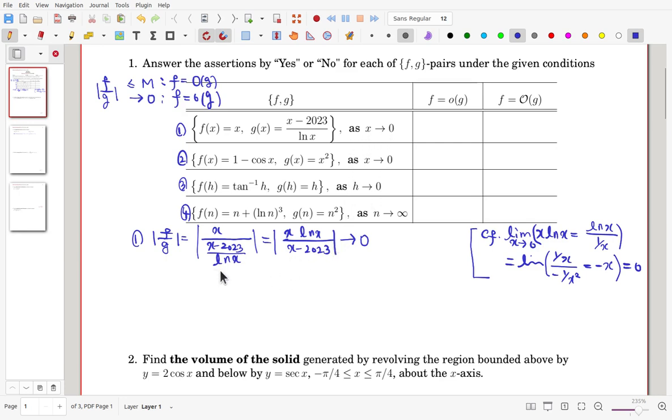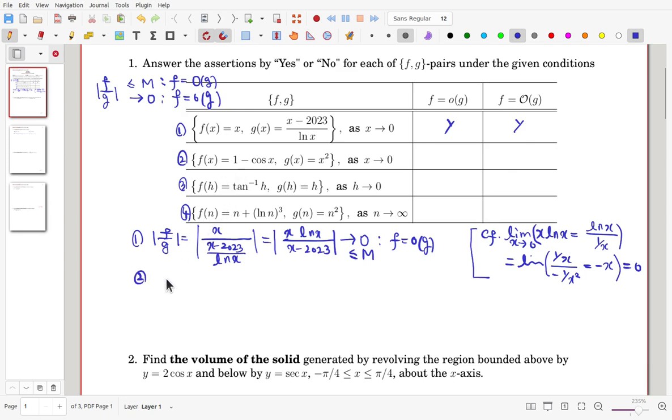That means f is in little o of g. So here that's yes. And once it is little o of g, we can say it is also bounded by some number, so it's automatically yes. Okay, here number 2.